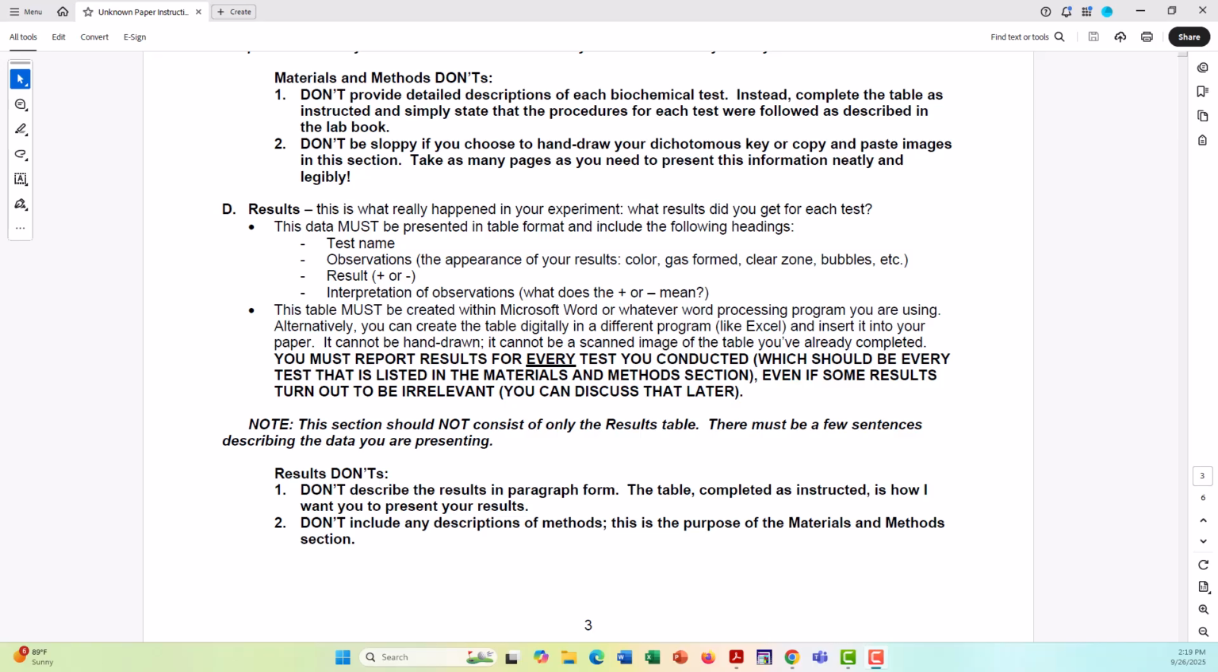I'm going to be talking about the results section of your unknown project lab report. In this section, you are presenting the results of all of the experiments that you did for this project, and that should include your gram stain.